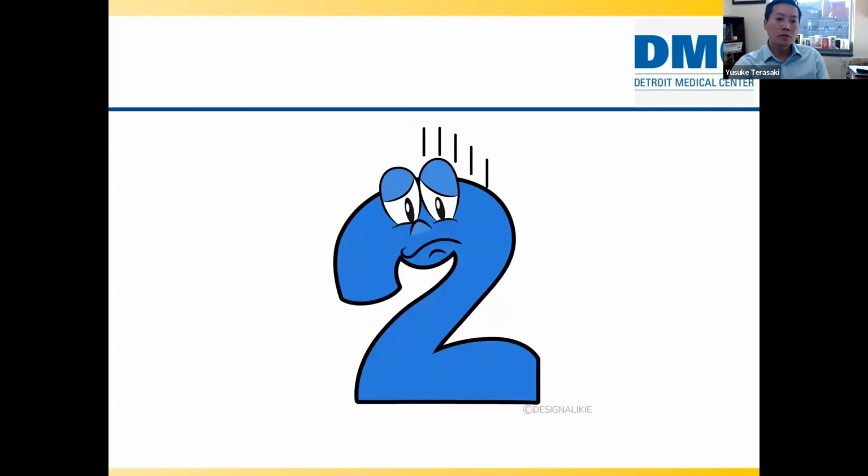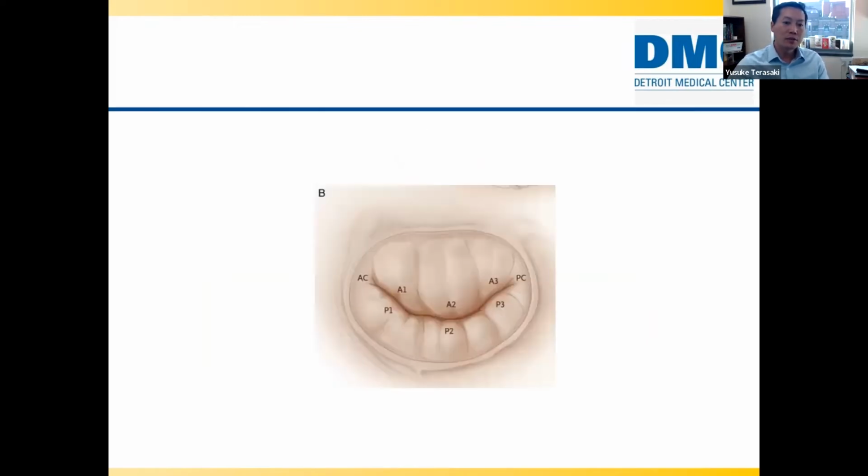So why is 2 a bad number? Why is it that only having 2 leaflets is such a major issue? Since, as you can see, we have a valve called the mitral valve within our heart, which is bi-leaflet and functions completely normally as is. So why is it that when the aortic valve leaflets are bicuspid, it becomes such a major issue?